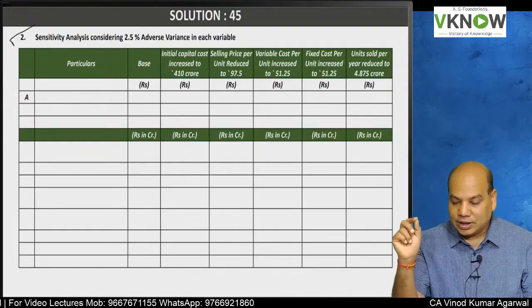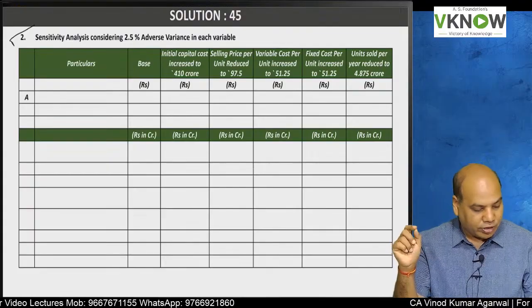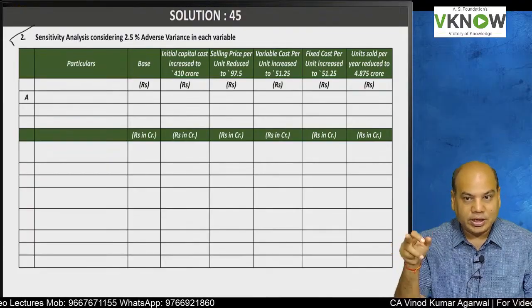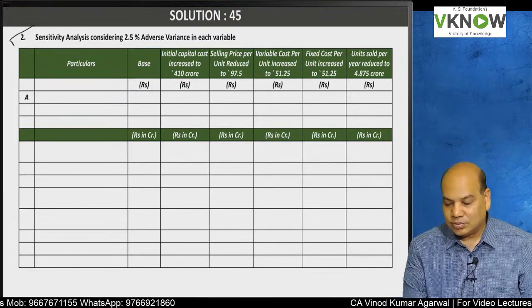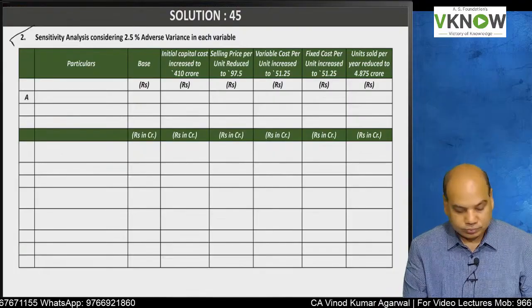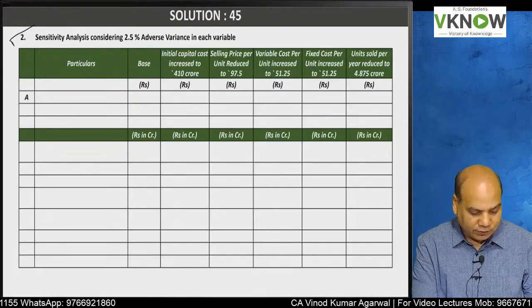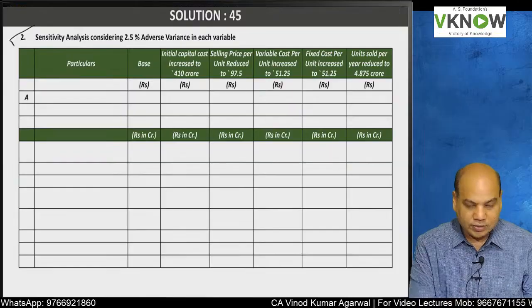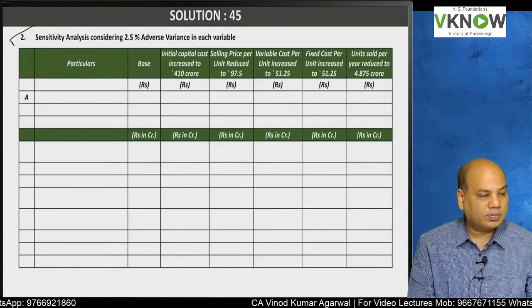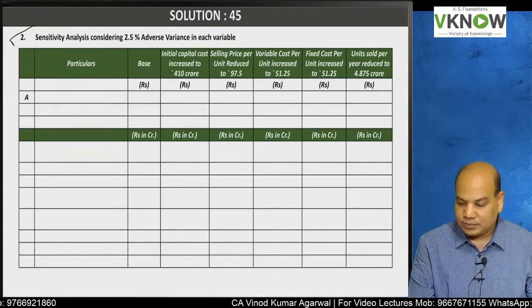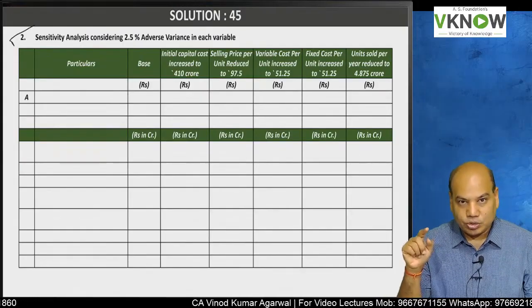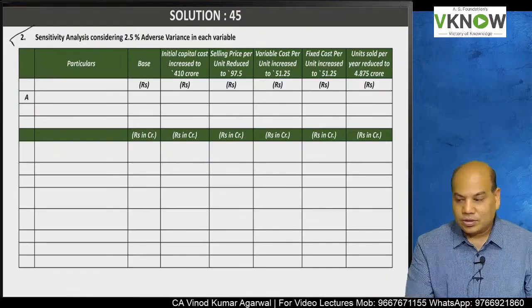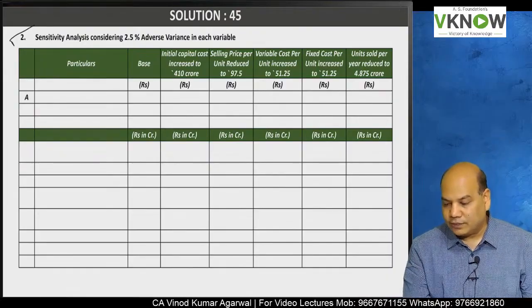Next column, selling price per unit. Right now it is 100. 100 minus 2.5%, 97.5. Next column, variable cost per unit increased to, right now it is 50. 50 plus 2.5%, 51.25. Next fixed cost, again 50 crore plus 2.5%, that is 51.25 crore.